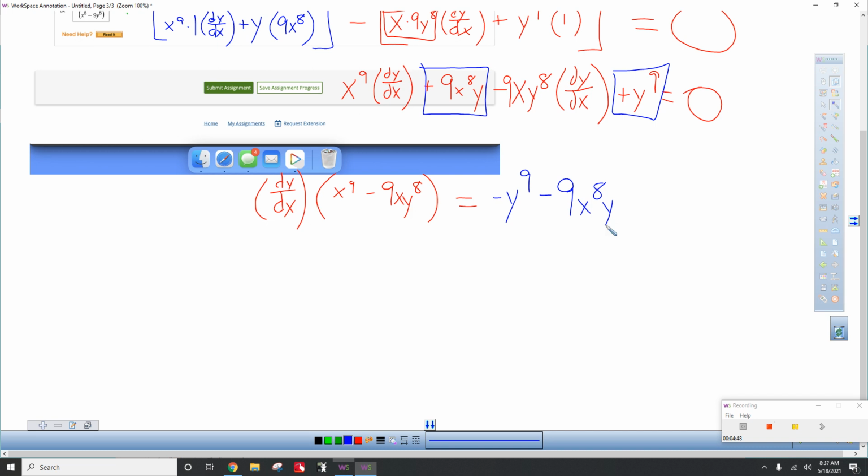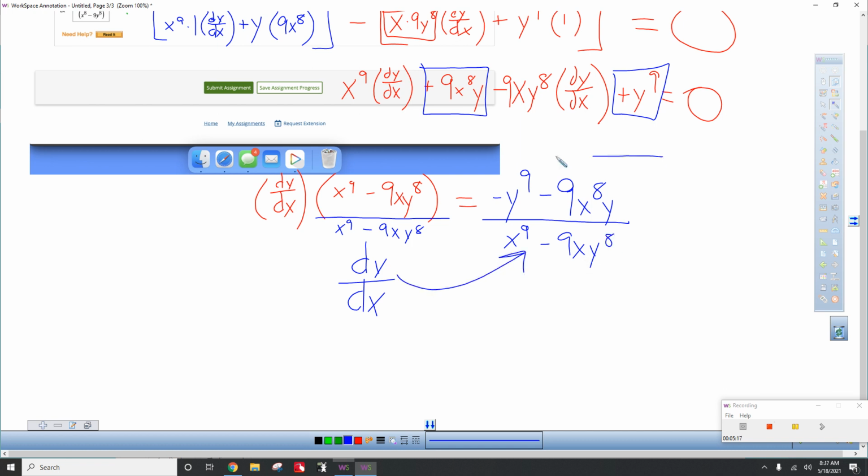So, what is dy/dx? Well, we just have to divide both sides by x to the 9th minus 9x y to the 8th. And you get this. That's what dy/dx is. Okay?